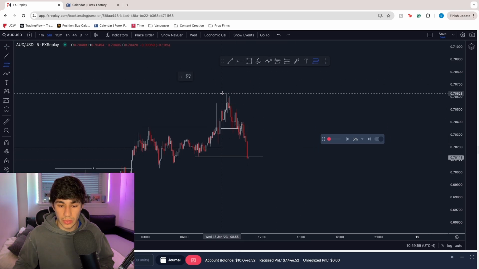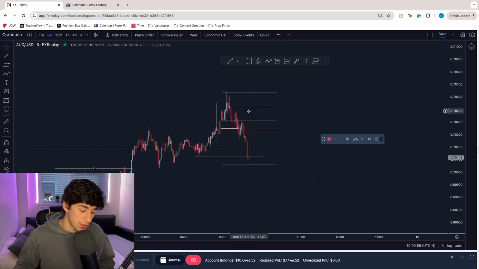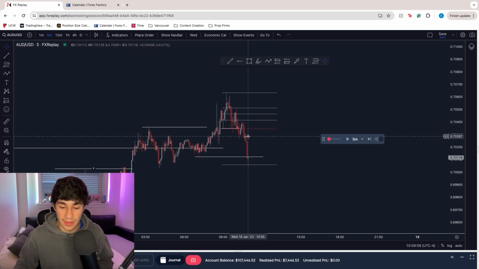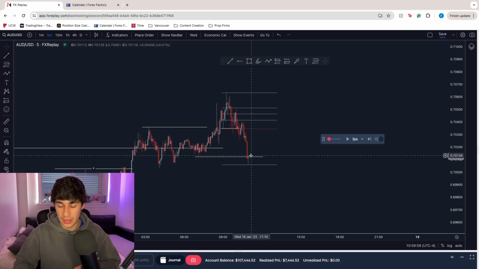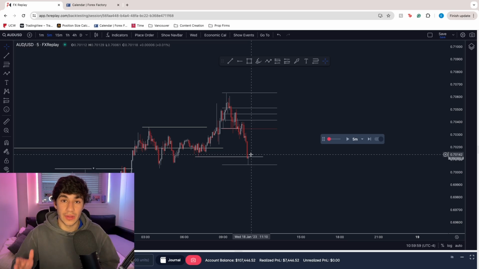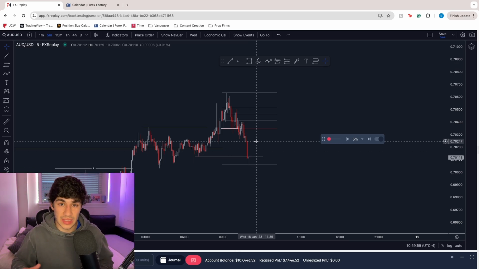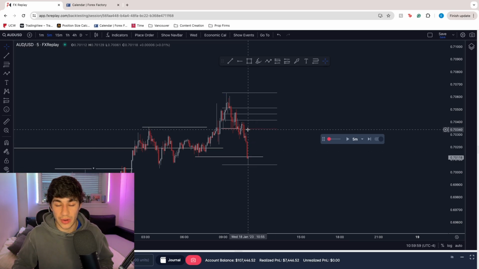Now I could look for a retracement towards areas such as this one. But it's 10:55 a.m., which means that my session is over. And that's basically the backtesting for today. Now let's see the data and the results for this month of backtesting from December 18th to January 18th.